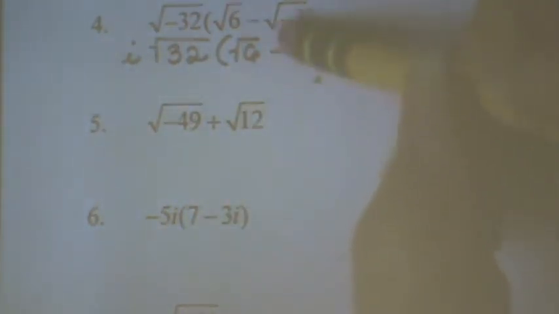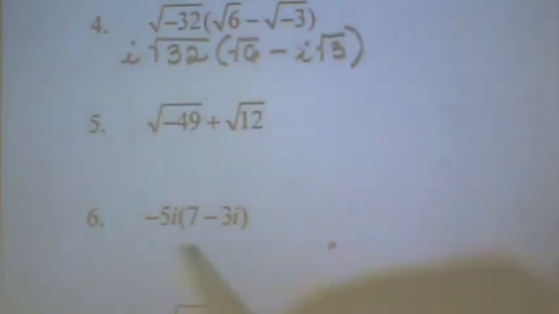I would first get rid of these negatives. I would write this as i root 32. And then this is going to be, some people like the i in front, and really it should be in the back to make it the BI form. I'll take either way.